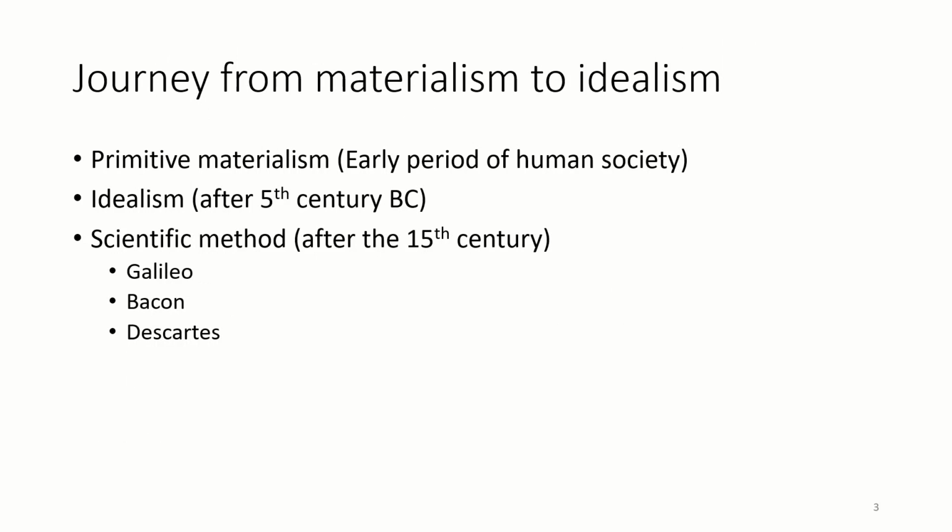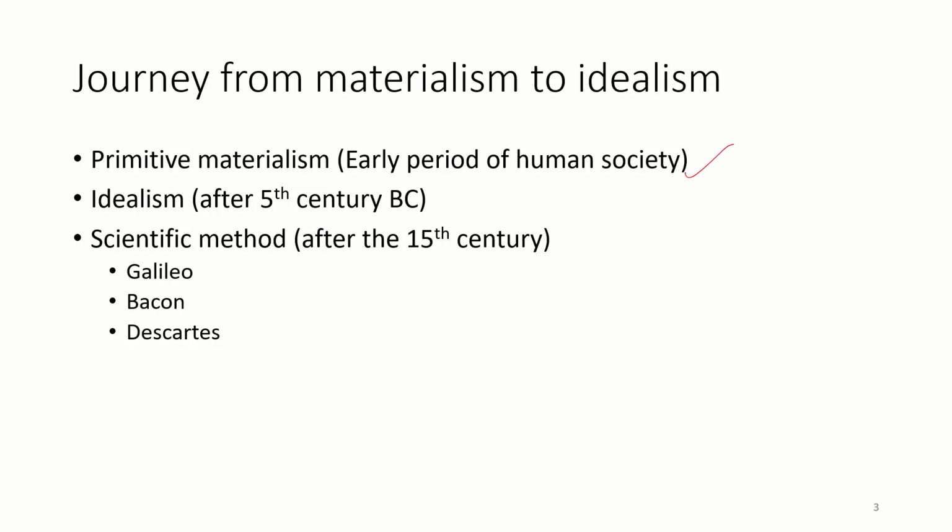So first, as I discussed, the journey from materialism to idealism. First, it developed from primitive materialism. In the early period of human society, during the times of hunting and gathering, all the thinking of people was based on the substances they saw. They saw stones, hills, rocks, the moon, and all of their scientific thoughts revolved around those items only. That is essentially called the primitive materialism period.